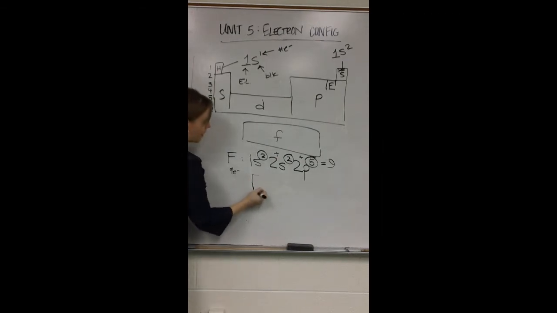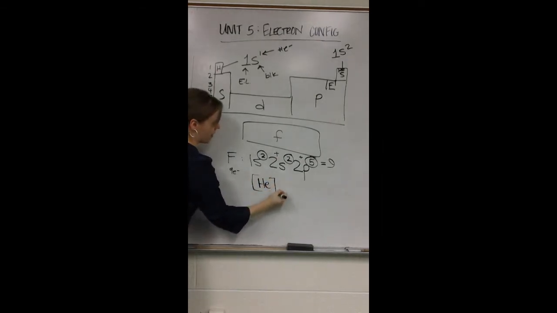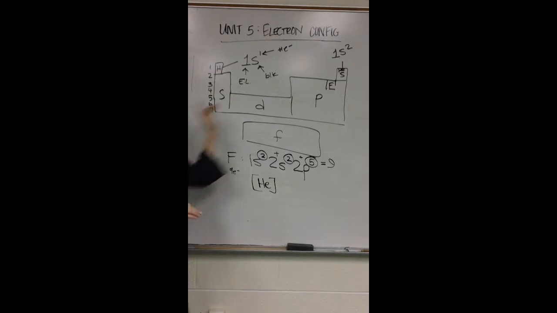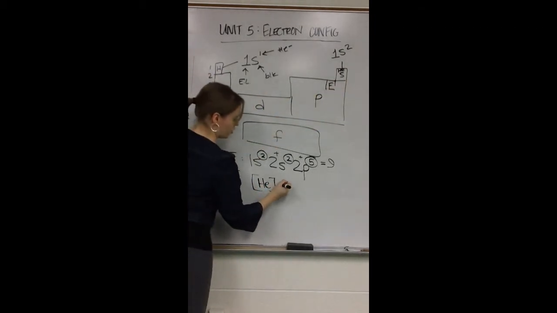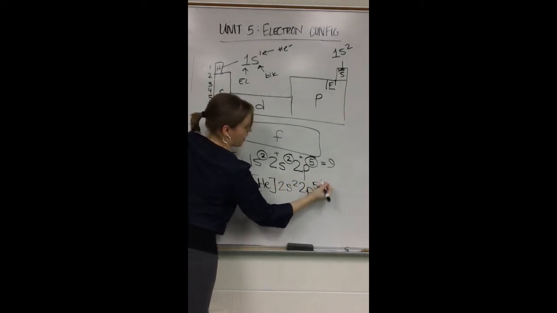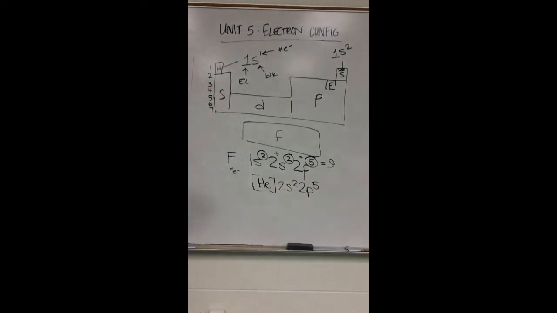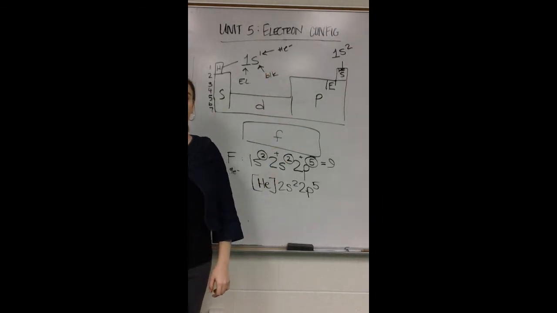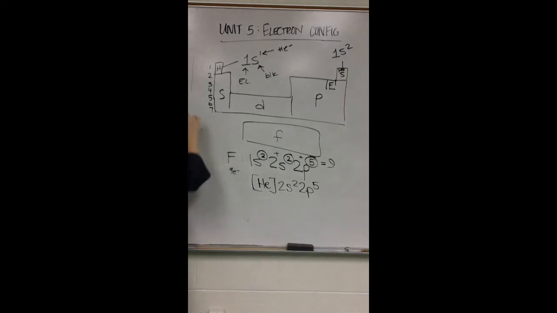So helium I put in brackets. That's like saying, okay, go to helium, and then what do I do? After helium, I go to 2s2, 2p5. And obviously, this is a lot easier when you're dealing with an element that's further down in the periodic table. Things to note, the D block goes back a level.